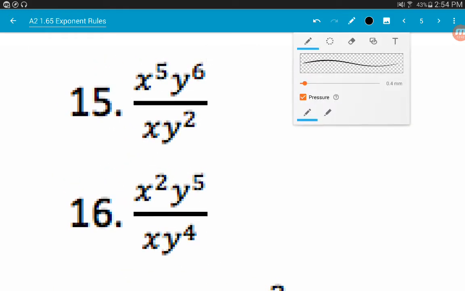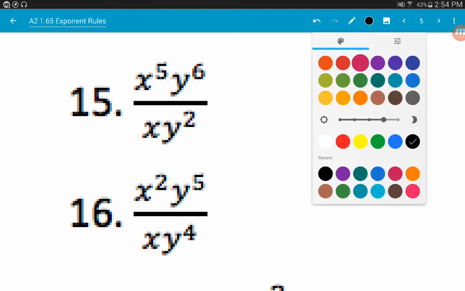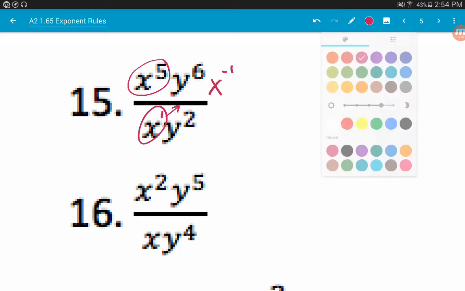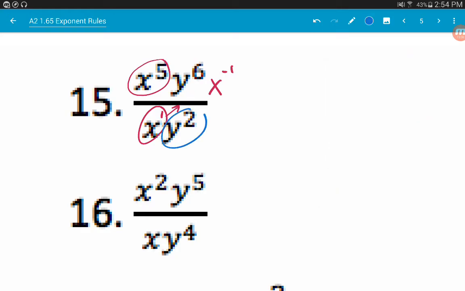For 15, what I'm going to do is I'm going to use the move it up and down method. So this is an x to the 1 on bottom. Out of the x's, these two x's, which one has the smaller power? And the x to the 1 does. So I'll move it up and it becomes x to the negative 1. Out of the y's, which one has the smaller power? The y squared does. So I'll move it up and it becomes y to the negative 2. Now since these are both gone on the bottom, we leave behind a 1 as a placeholder.